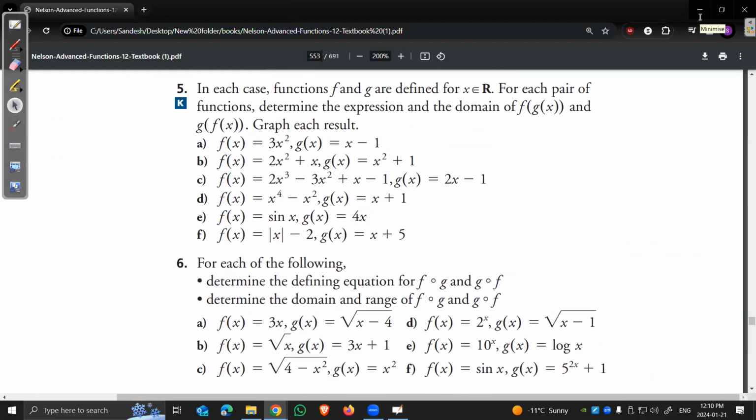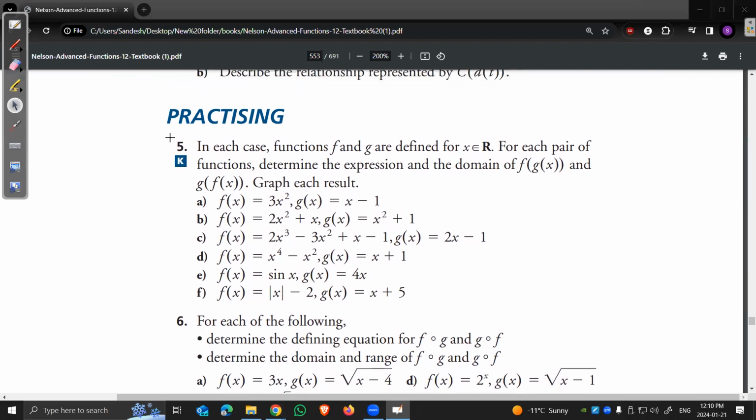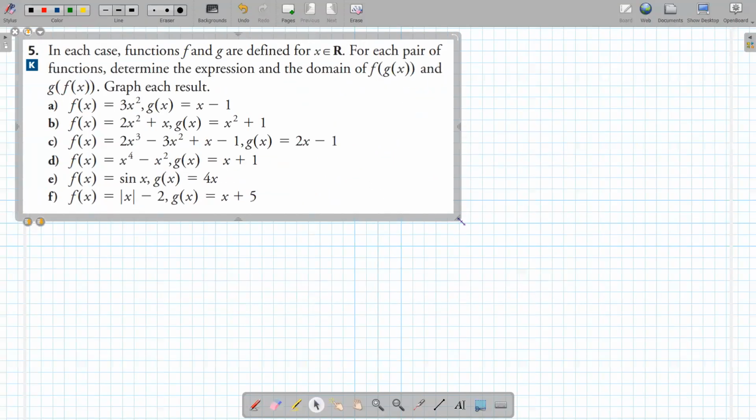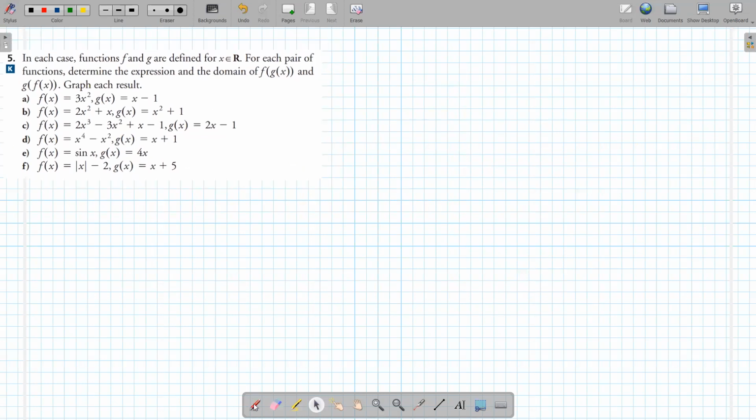Could possibly get a little bit trickier here. It always does. But most of these are polynomials. So how hard could it possibly be? Let's go one by one. It says find f of g of x, and it also says find g of f of x. So you've got to do both ways, and we've got to find the domain. All right.